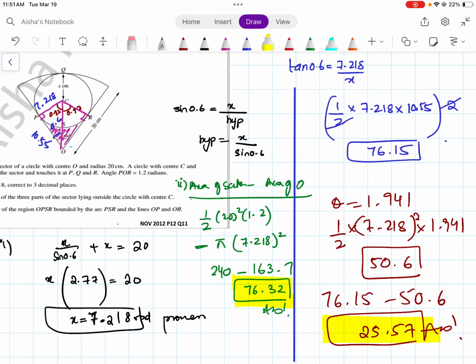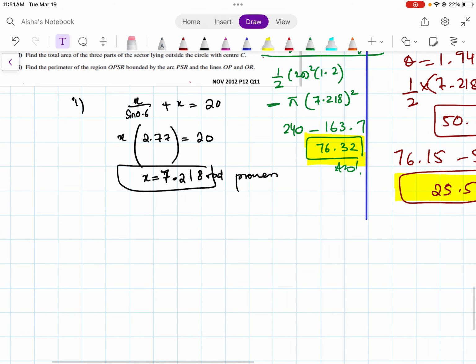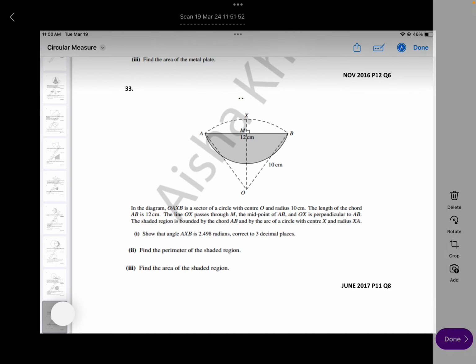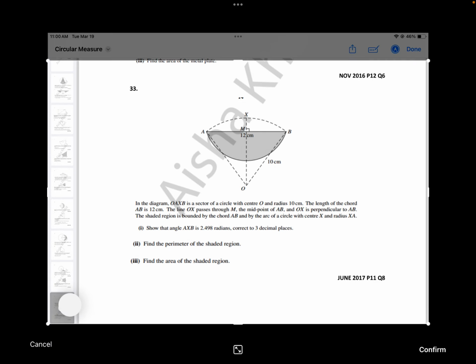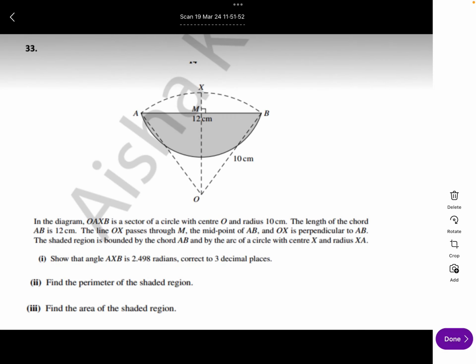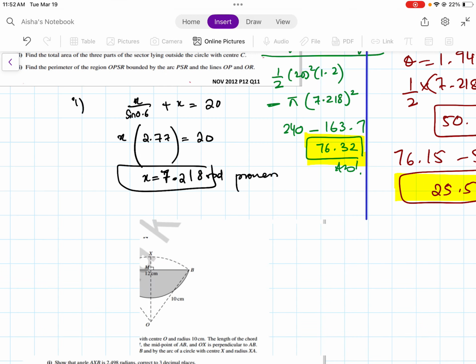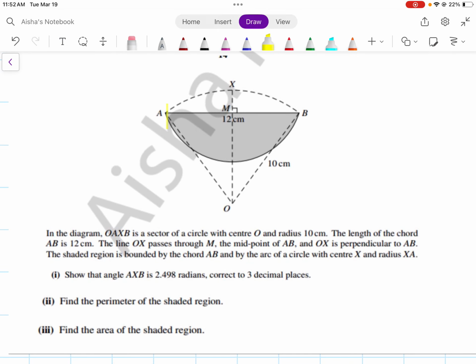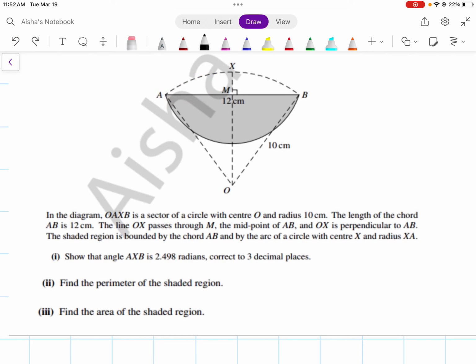Does it make sense? I think I have done enough examples, but I'll just go over the questions and let's see if there's anything more to do. Let's look at this too. Show that angle AXB is 2.498. AXB. This angle is what I have to find out.